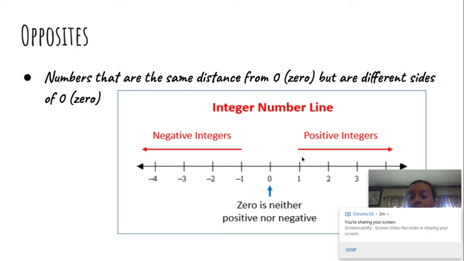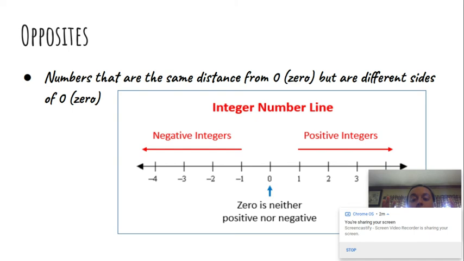So let's say I go with negative 3. I need a number on that same distance from 0, but it's on a different side than 0. So it has to be positive 3. So again, keep that in mind. Opposites, same distance from 0, but they have to be on opposite sides. So one has to be on the right, one has to be on the left.